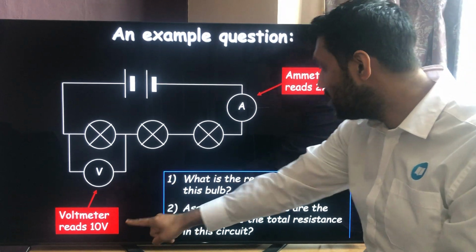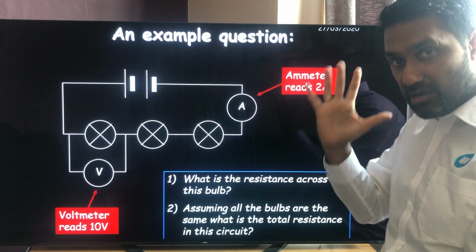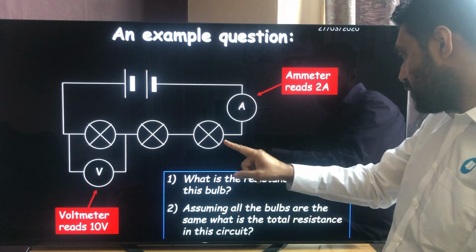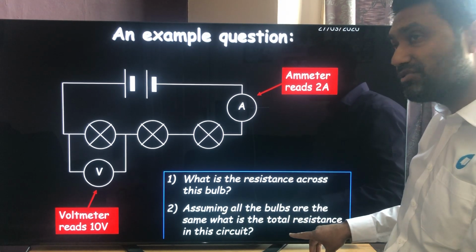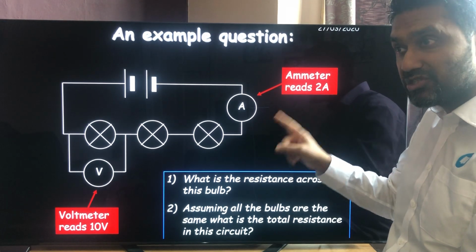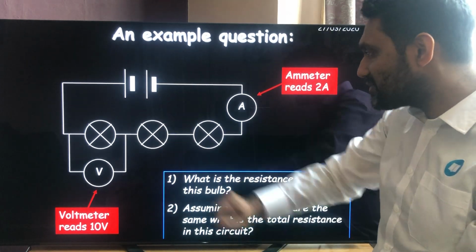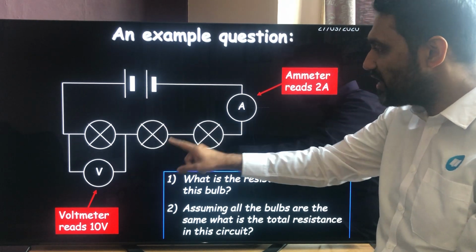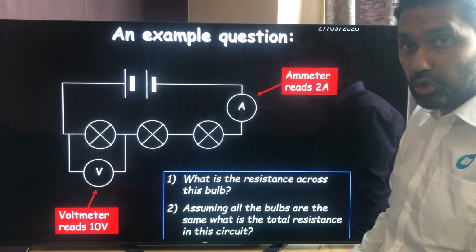So it's 10 divided by 2, which equals 5. High 5. So 5, what's the resistance across this bulb? It's 5 ohms. Now assuming that all the bulbs are the same, what's the total resistance? Now remember in a series circuit from our previous lesson, RT is equal to R1 plus R2 and so on and so on. Well, if that's 5 ohms, and that's 5 ohms, and that's 5 ohms, it's going to be 5 plus 5 plus 5. So the answer to question 2 is 15 ohms.